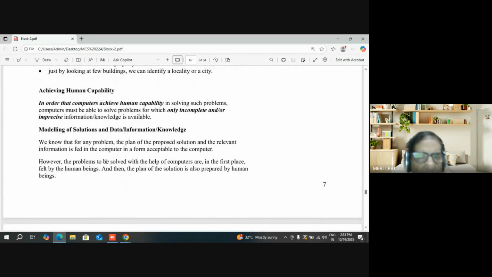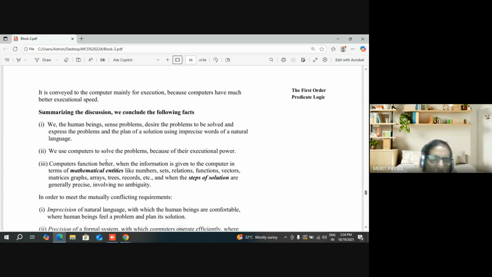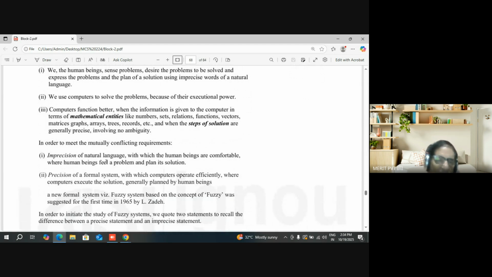In order for the computer to match human capability in solving such problems, the computer must be able to solve problems given only incomplete or imprecise information. So modeling of situations from knowledge, in which I told you about 0 to 1, you are explaining. So to summarize, we conclude: we, the human beings, sense a problem and desire the problem to be solved. We use the computer to solve the problem because of its execution power. Computers function better when the information is given to the computer in terms of mathematical entities, in order to bridge the imprecision of natural language with which the human is familiar.